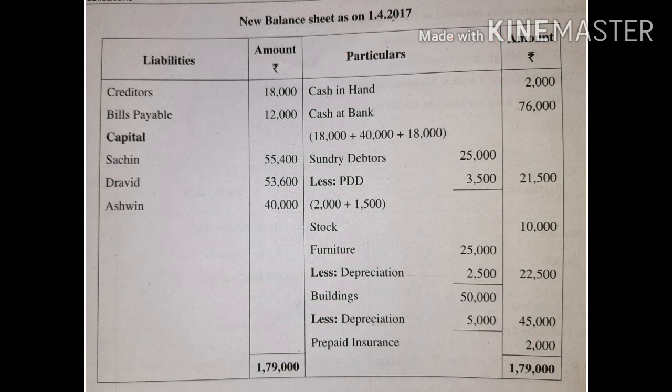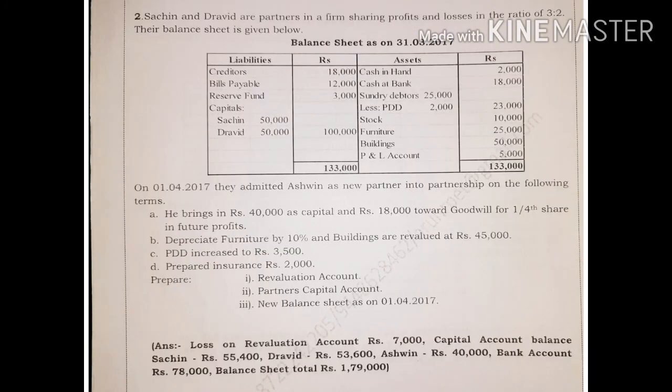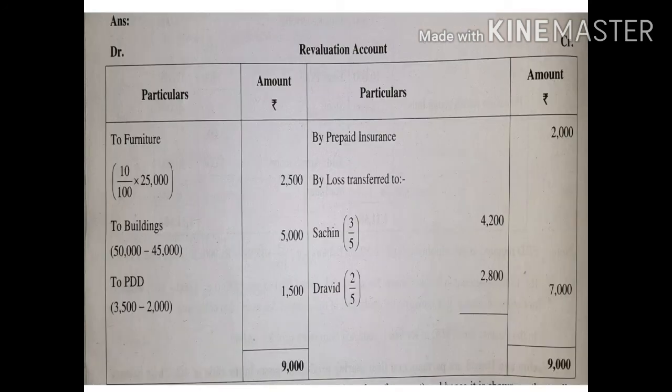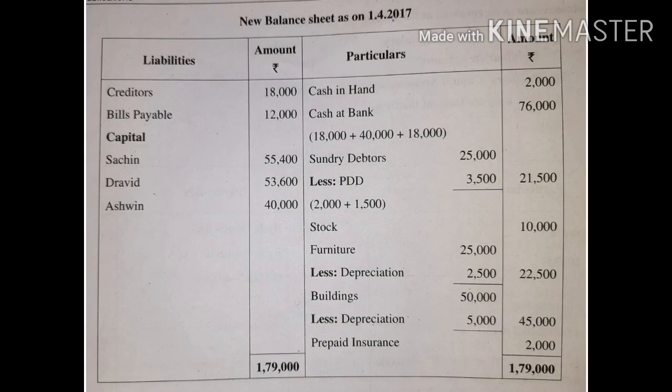First, in asset side, cash in hand. Okay, 2,000. Cash in hand 2,000. So there is no change in cash in hand. As it is, we have to write cash in hand because we are making the adjustment to cash at bank. That's why cash in hand as it is 2,000.